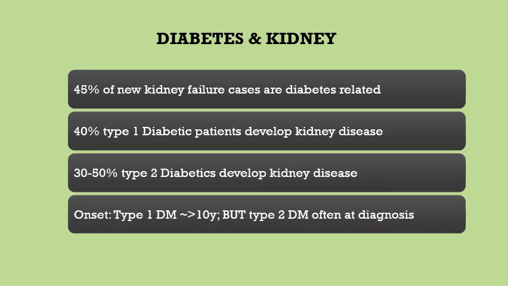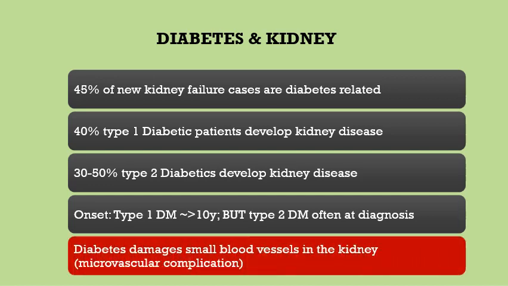Uncontrolled diabetes damages small blood vessels in the kidney, called microvascular damage, and this is the mechanism by which it leads to kidney problems.